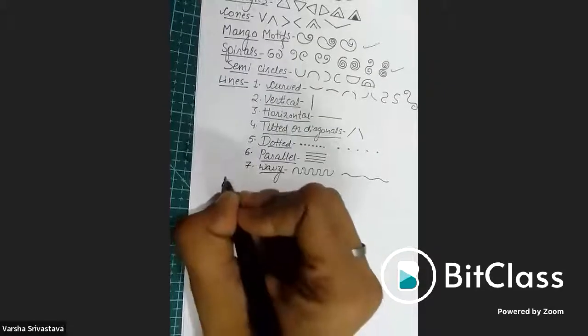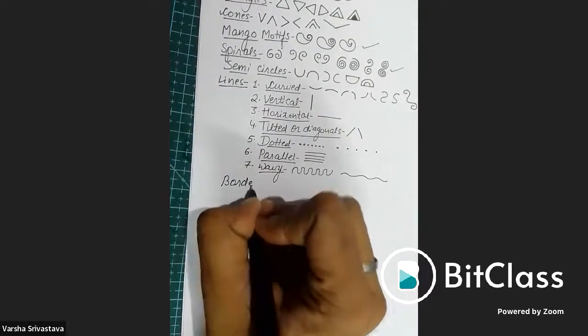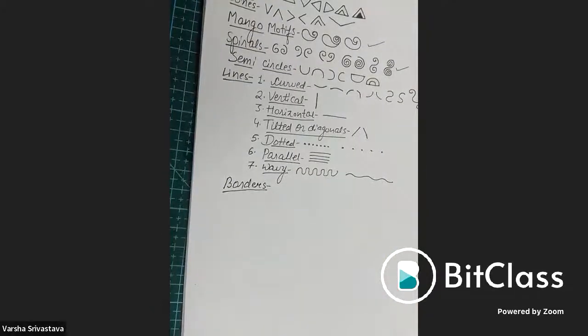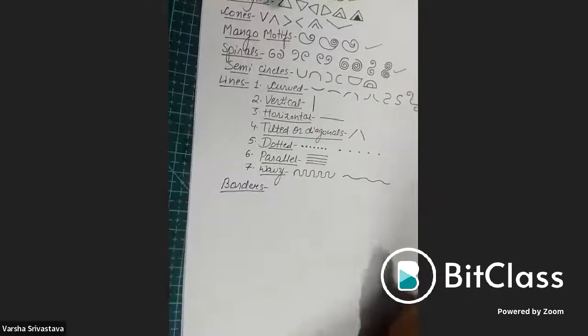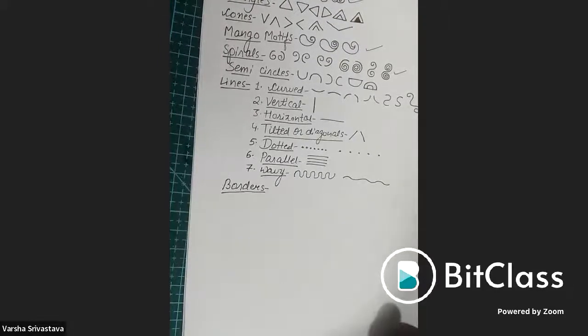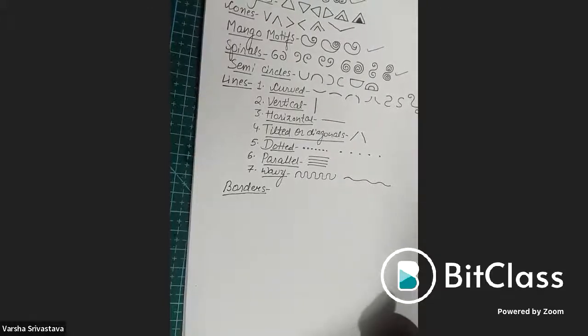Now I am just going to make the borders. We will make borders, and I am going to make three different kinds of borders. Thin borders, medium sized borders, and broad borders. Thin borders are the borders where the lines are close to each other. Medium size where the lines are not that close, not that far. And broad borders where the lines are far from each other.